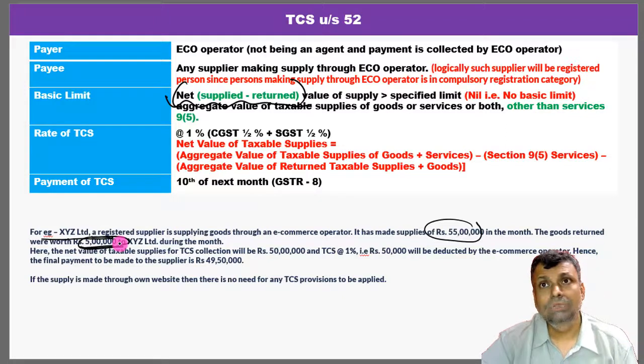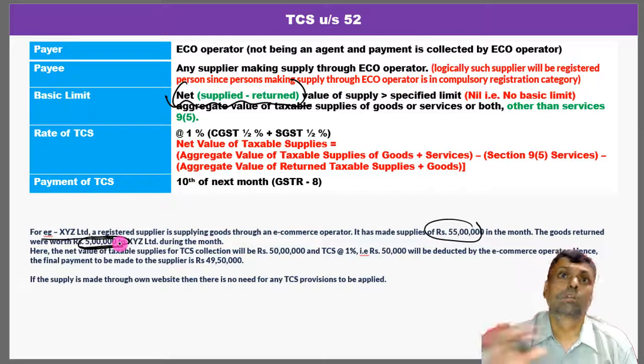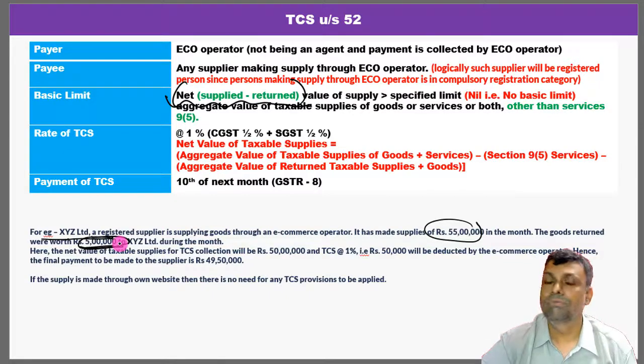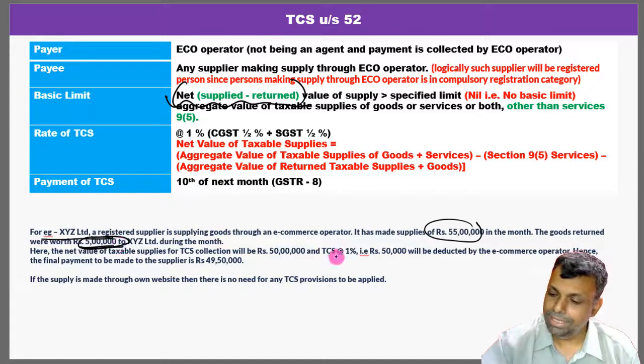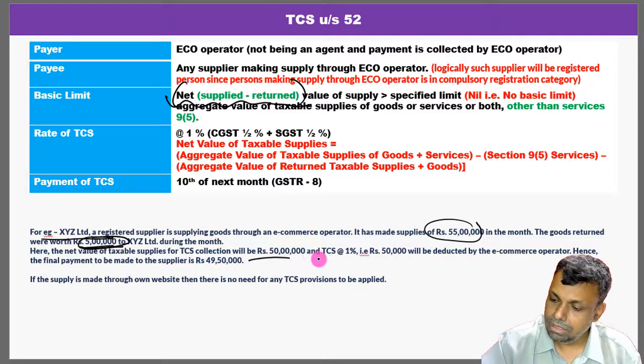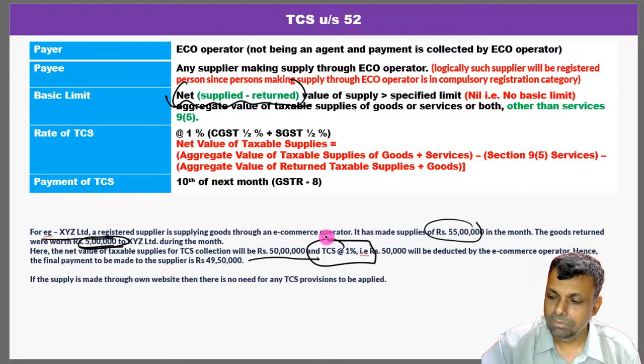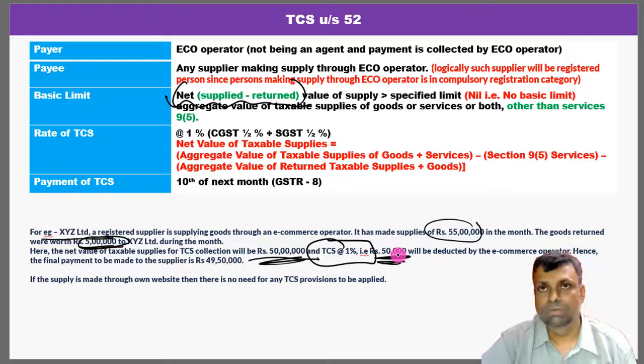Now, friends, all this calculation should always be done keeping in mind exclusive of taxes. That means all these numbers I'm using, for example 55 lakhs, 5 lakhs and so on, should be exclusive of taxes. Wherever these breakups are available, it should be excluding taxes. That means there should not be a TCS on the tax amount by itself. That is one of the fundamental things you should not forget. So your net supplies is 50 lakhs. Then TCS will be at the rate of 1%. So 1% of 50 lakhs is 50,000. That much amount will be collected.